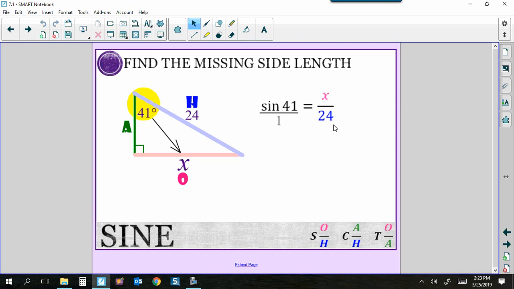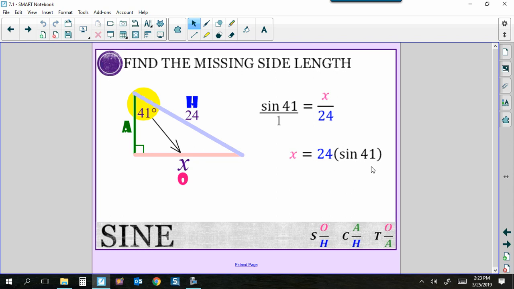I have a very important thing to say as far as calculator use. I strongly recommend that you get in the habit of writing it in this order, because if you type sine 41 times 24, there's a chance that your calculator will do the multiplication of 41 times 24 before it takes the sine of the number. That would be the incorrect order of operations, giving you an incorrect answer.